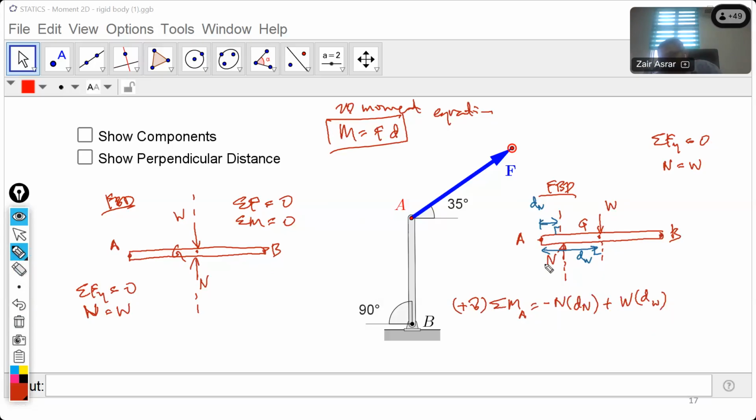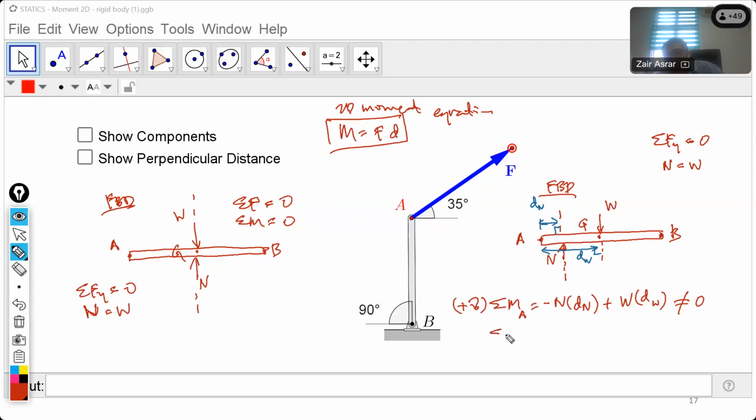And N is not equal to 0. W is also not equal to 0. dN is not a zero distance. dW is also not a zero distance. So all of these are not zero. So there exists a moment about point A, and the value is not equal to 0.